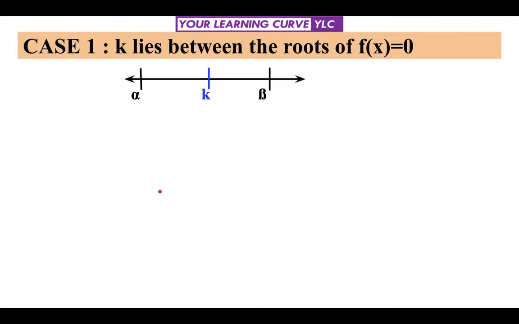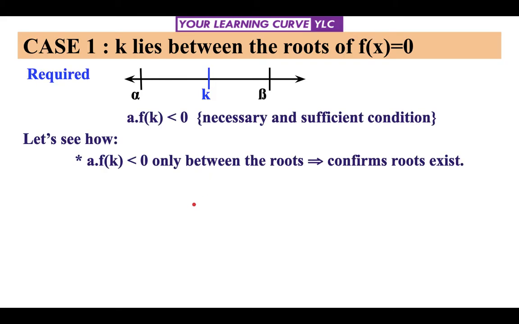Case 1, let's start with case 1. Suppose you are given a number k, for example 1, 2 or 3, which you have to ascertain lies between the roots of f of x is equal to 0. For this number k to lie between the roots of f of x is equal to 0, that is k lies between alpha and beta. So now you have to form the inequalities which make sure that k lies between the roots of f of x is equal to 0. So let's start with the discussion.